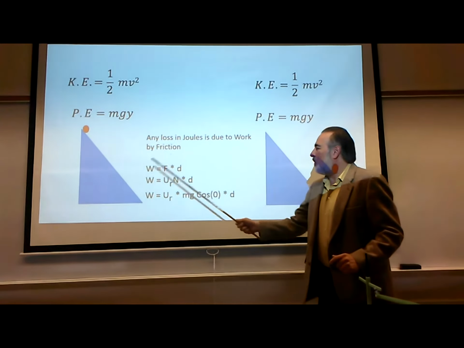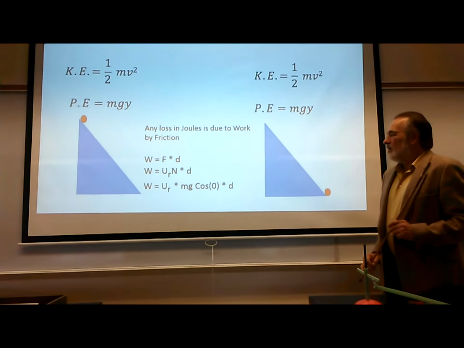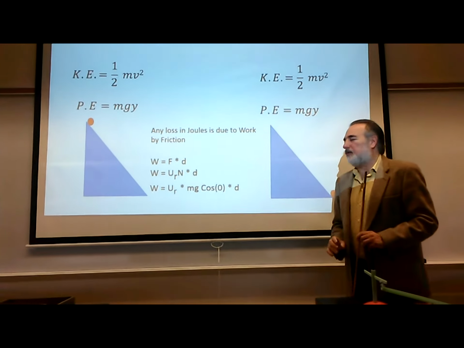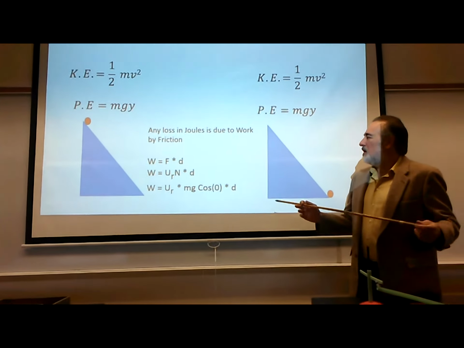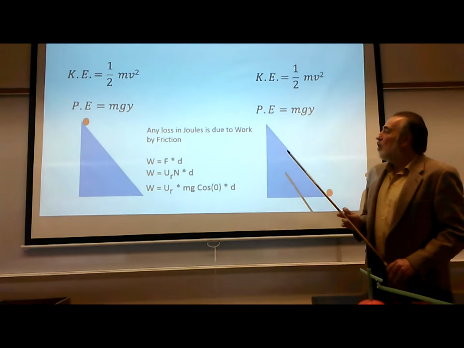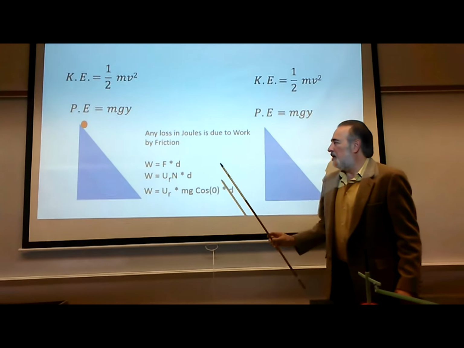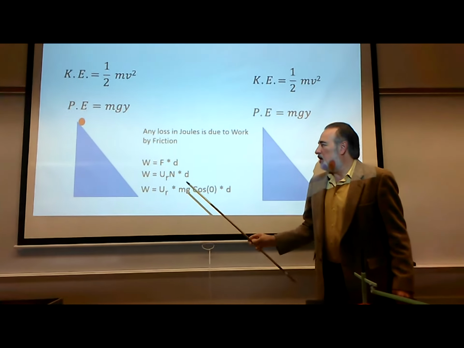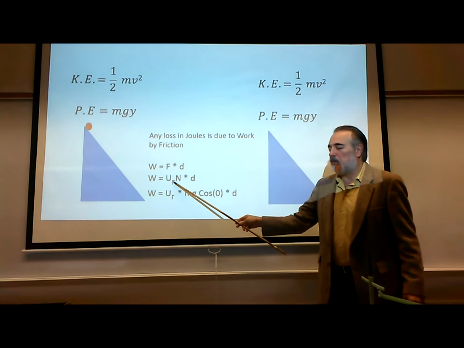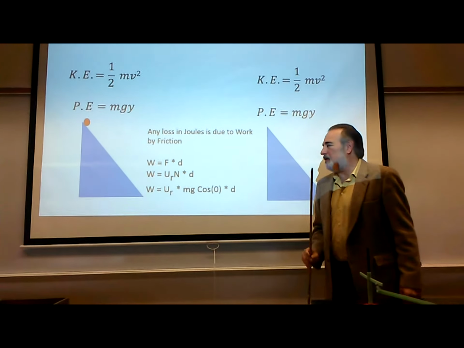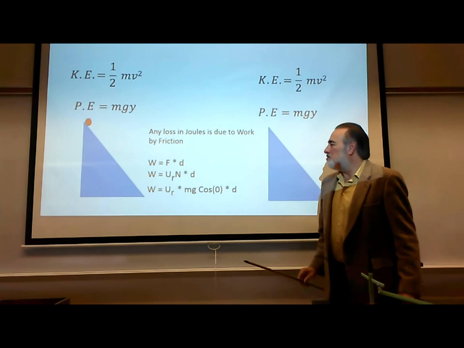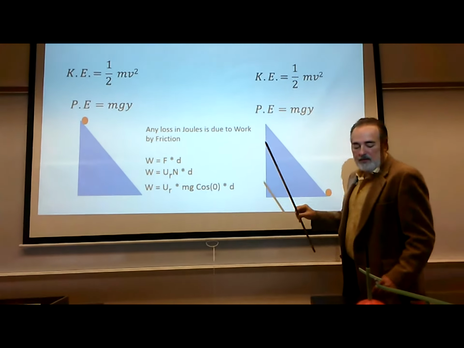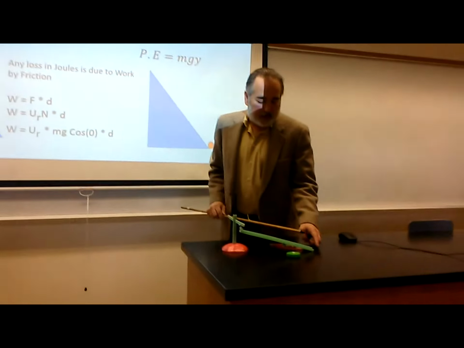If there is a difference between these two, that is going to be a loss in the system to a non-conservative force. And that non-conservative force is friction. Work done by friction. Work being force times the distance. Force in terms of friction being the coefficient of rolling friction that we got in the previous lab times the normal.